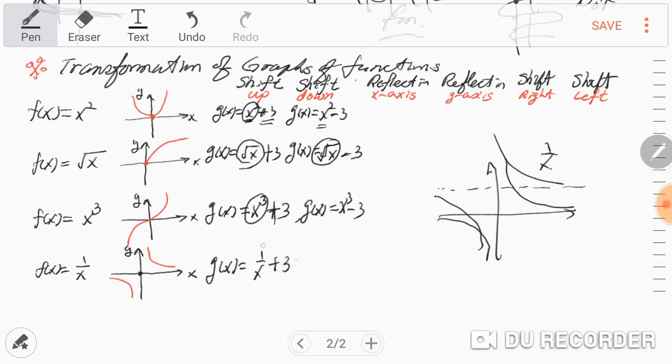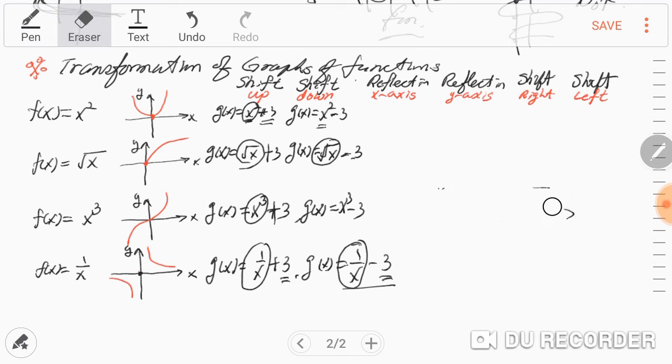The graph of f of x is moved 3 units up. Then this function, if you subtract 3 from 1 over x, then the graph will be the graph of 1 over x shifted 3 units down. So shifting a graph of a function up or down is simple. What you have to do is add the number of units if you want to shift the graph up. If you shift the graph down, then subtract that many units from the function.